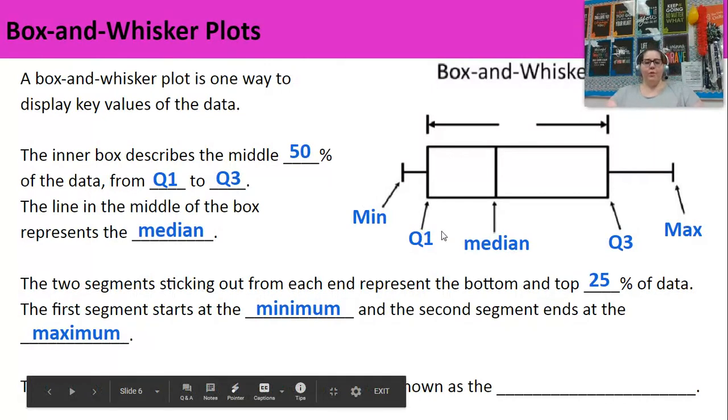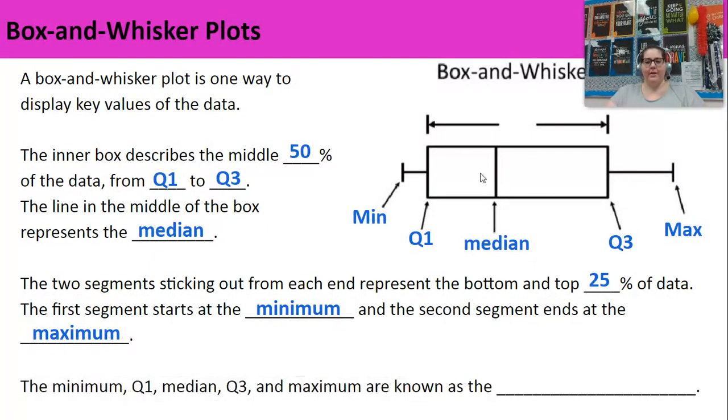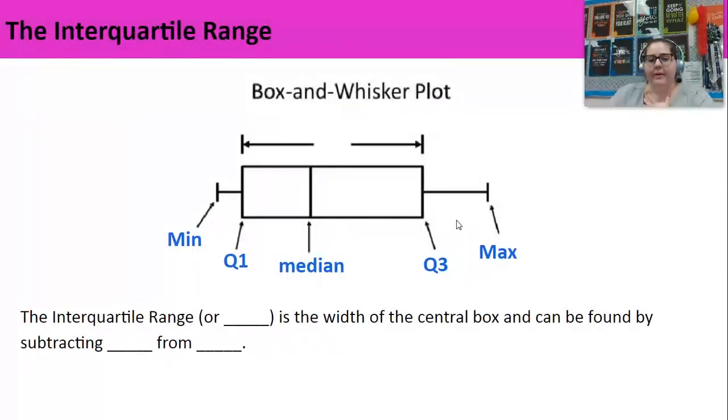So the minimum, Q1, median, Q3, and maximum, those five numbers that we mark on our box plot, are known as the 5-number summary. So anytime you're asked about a 5-number summary, we're talking about those specific 5 numbers: the minimum, the first quartile, the median, the third quartile, and the maximum. Those are our 5 numbers that are important here.